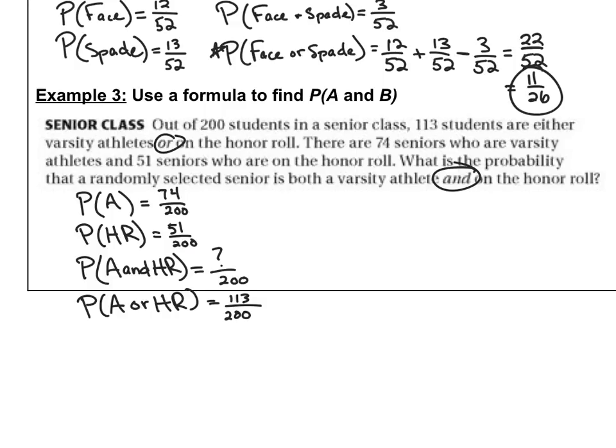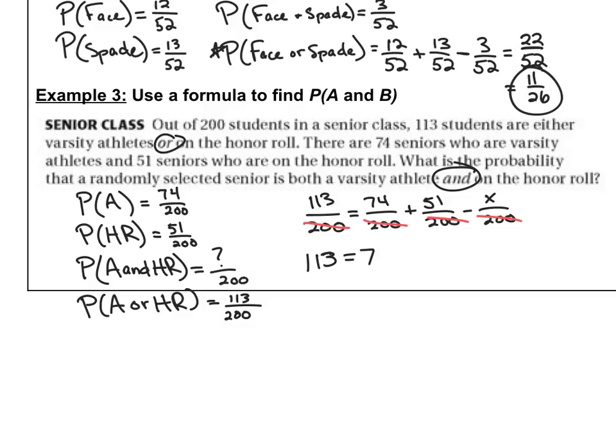So the formula would give us 113 over 200 is equal to 74 over 200 plus 51 over 200 minus what we're trying to find, and it's going to be over 200. So the easiest thing to do, so we're not dealing with fractions the entire time, is because they're all over 200, we're just going to get rid of the 200 for right now. It's not going to do us anything different. So now we're just solving 113 equal to 74 plus 51 minus x.